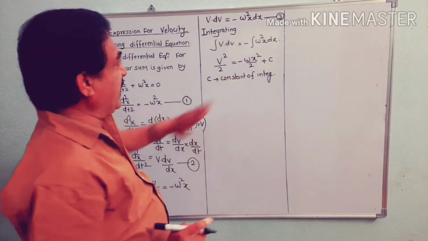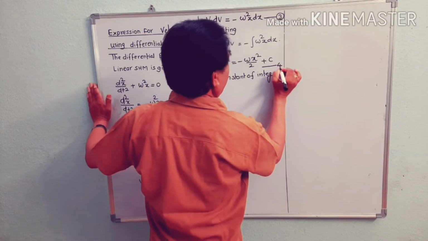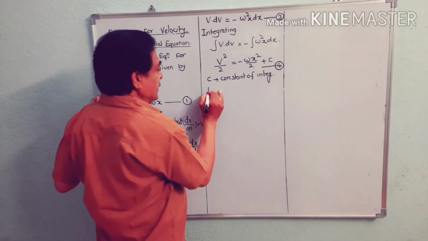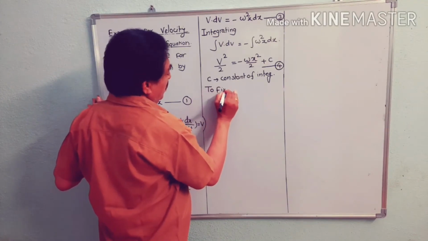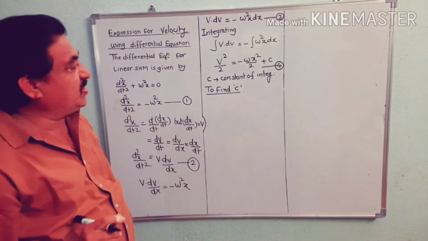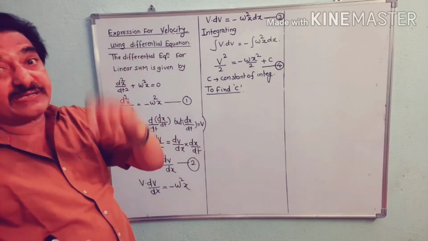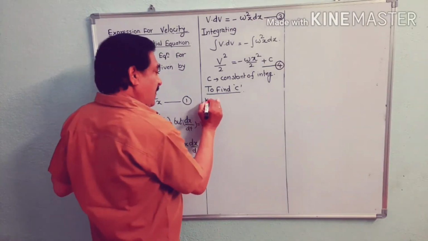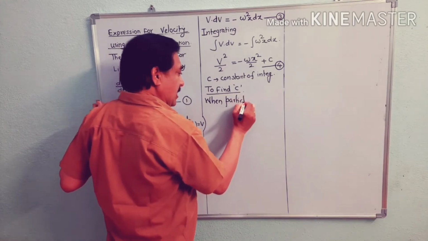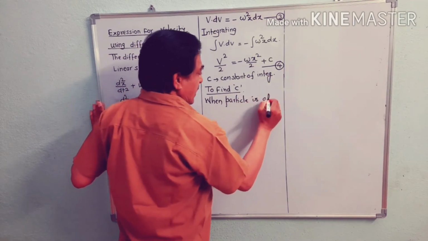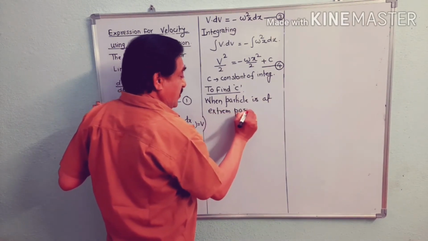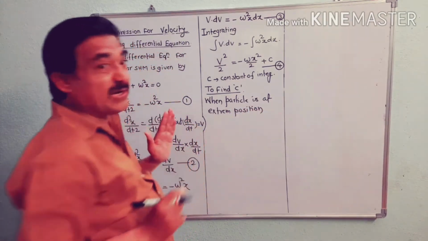So this is equation number 4. To find c, constant of integration ची value काढायची आपल्याला. त्याच्यासाठी आपल्याला काय condition ठेवावं लागेल? When particle is at extreme position. Particle जर extreme position ला असेल तर displacement काय असेल?